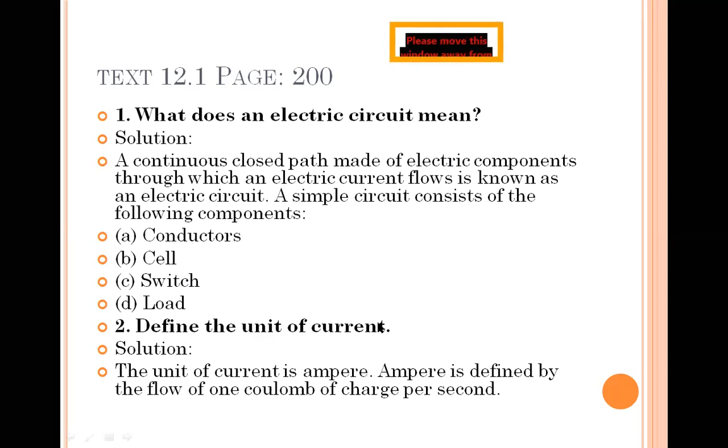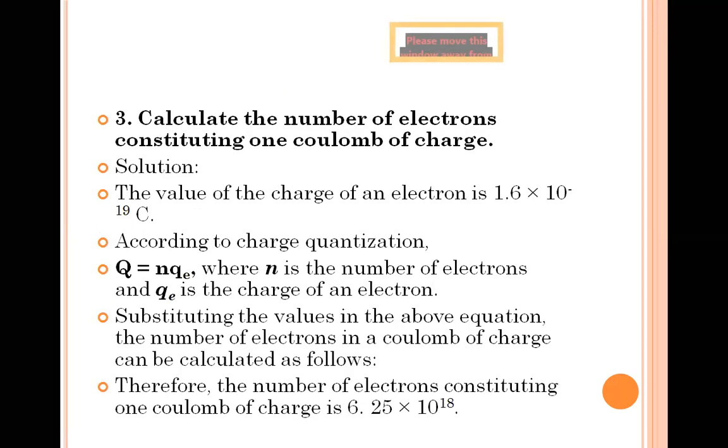Define the unit of current. The unit of current is ampere, and ampere is defined as when 1 coulomb of charge flows per second, then that is the unit of current, that is ampere. Or you can define the unit of current is ampere, and 1 ampere is equal to 1 C upon 1 T, 1 coulomb of charge flowing per second.